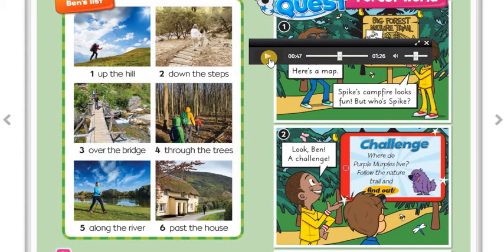In this one also, we can hear the sound of the water and we can hear the sound of the grass, right? Which one is it? Where is she walking? She is walking along the river. Perfect. It's number 5.